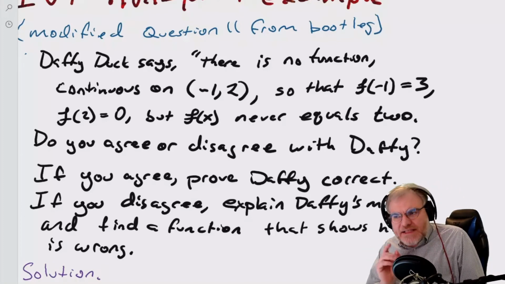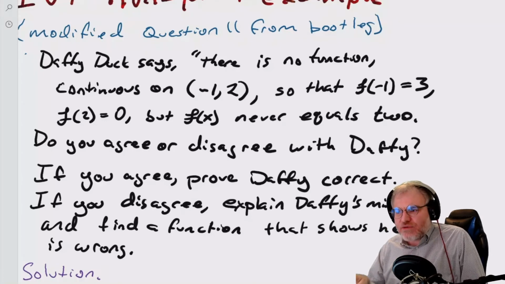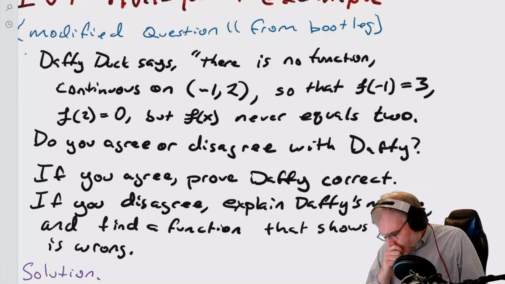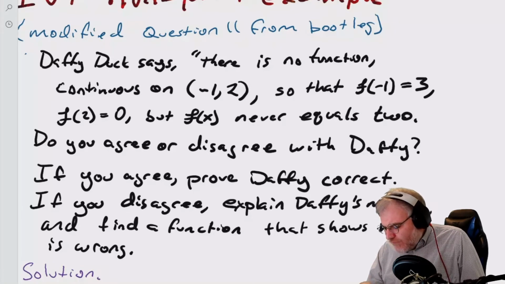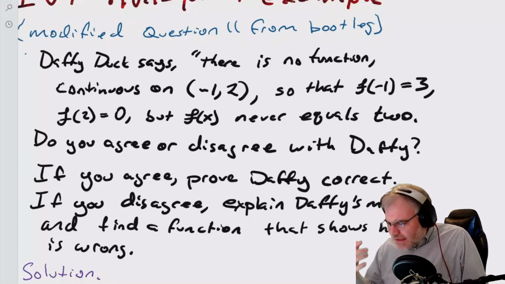It doesn't say it has to be continuous everywhere, but it has to be continuous on the closed interval from A to B. Right? Not everywhere, but on the closed interval. So if it's not continuous on the closed interval, you're going to have a problem. And notice here, there's no function continuous on the closed interval from -1 to 2. That's not the statement of the theorem.